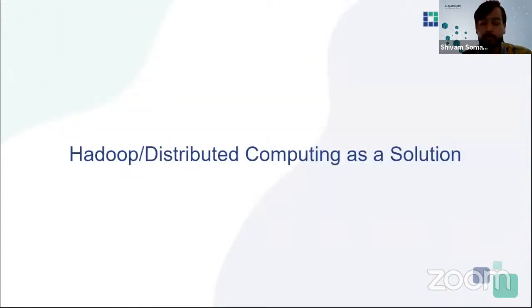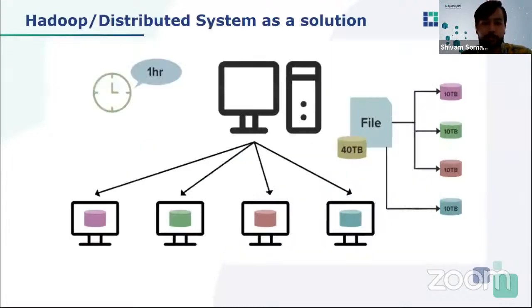So we talked about the challenges. Now, how Hadoop or any distributed computing system comes as a solution for these kinds of challenges. So how Hadoop and a distributed system as a solution comes in and saves the day. Say we have a distributed system. Let's say this is a master and these are slaves.